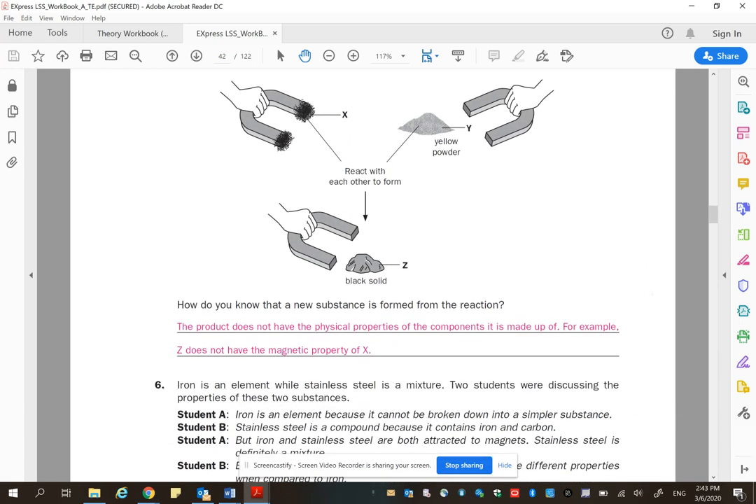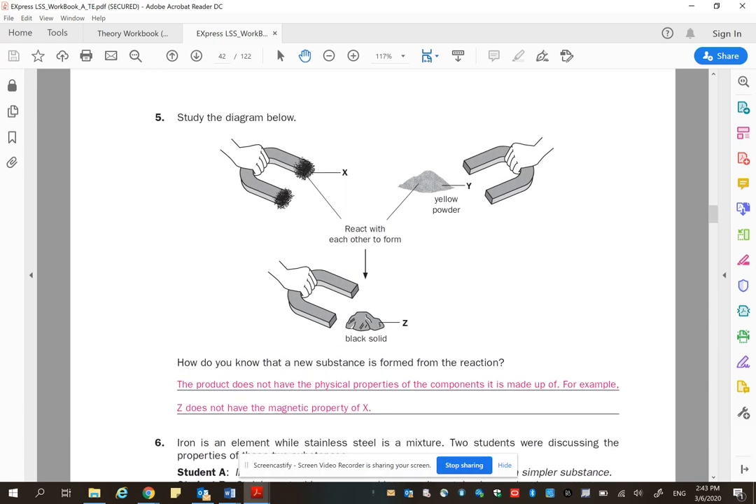Okay, question 5 is something that we did in the lab previously. So remember, I mixed iron with the sulfur. This is iron, this is sulfur, and I have a chemical reaction that gives me a black solid, which is iron sulfide. So do you think this black solid Z is a new substance? Yes. The product does not have the physical properties or components it was made up of.